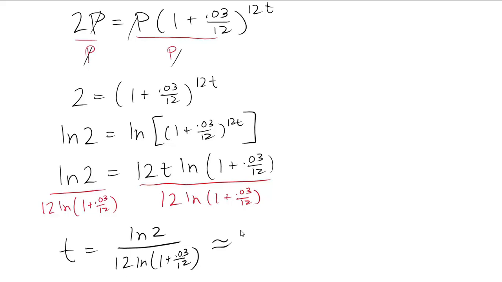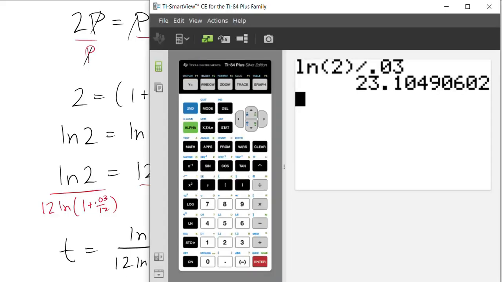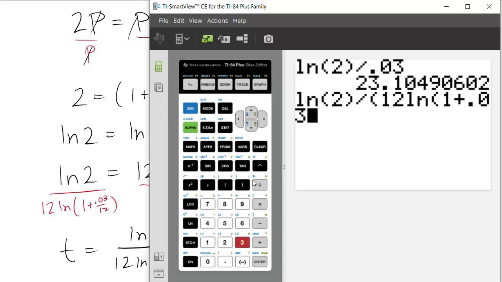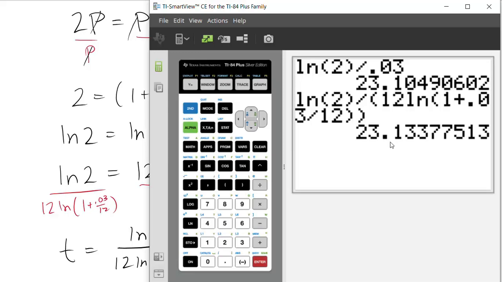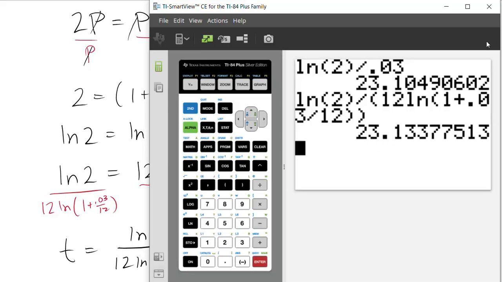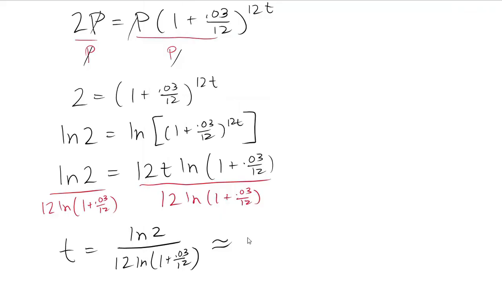Again, I want a decimal approximation for this. So I get the natural log of 2, close, divided by, parentheses, 12 times the natural log of 1 plus 0.03 divided by 12. And we see that it takes just slightly more time when you compound monthly. There's really not that much of a difference in this example between compounding continuously and compounding monthly. It does take a little bit longer, but it's still approximately 23 years.